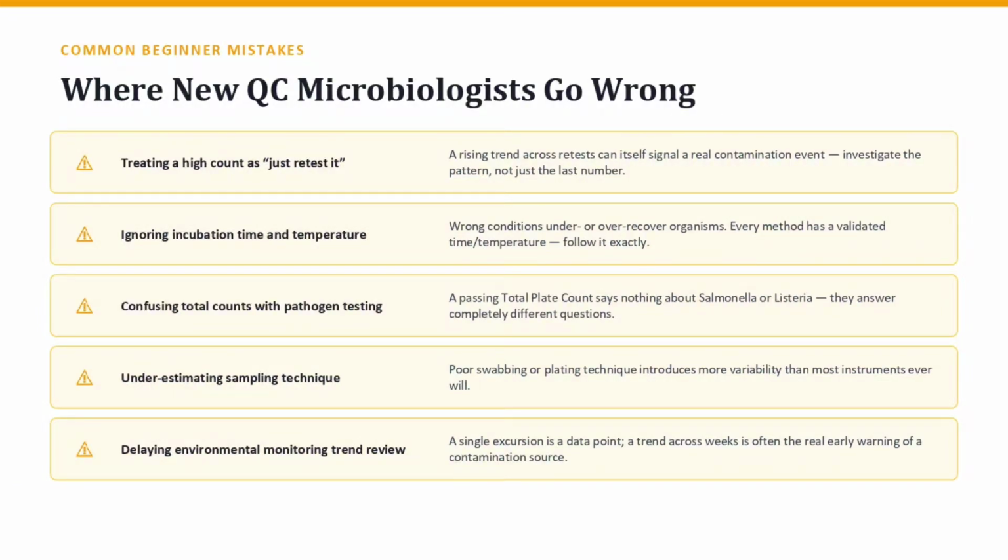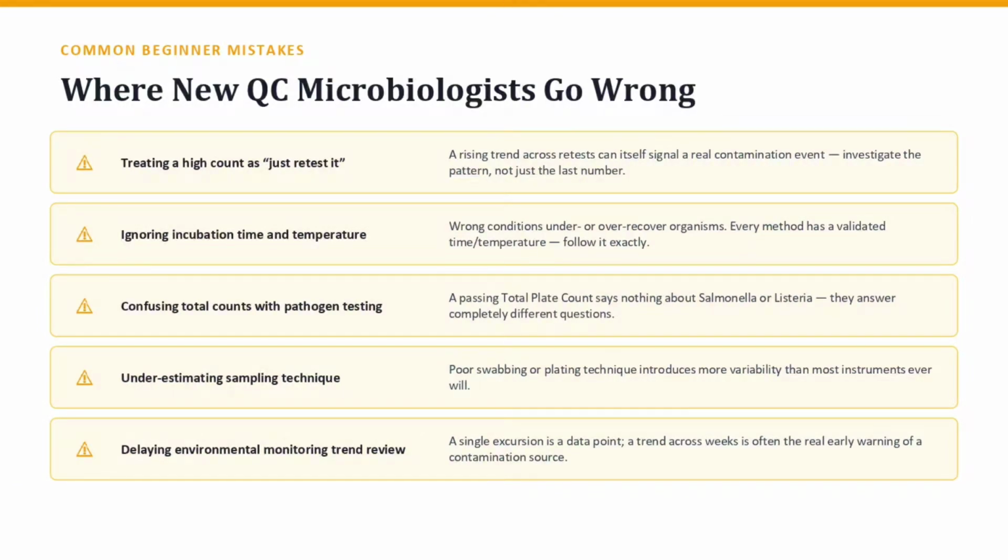The second mistake is ignoring incubation time and temperature. The wrong conditions will under-recover or over-recover organisms. Every validated method has a specific time and temperature. Follow it exactly every time. The third mistake is confusing total counts with pathogen testing, which we already covered on slide 8, but it is worth repeating here because it is genuinely the most common error. A passing total plate count says absolutely nothing about whether Salmonella or Listeria is present.